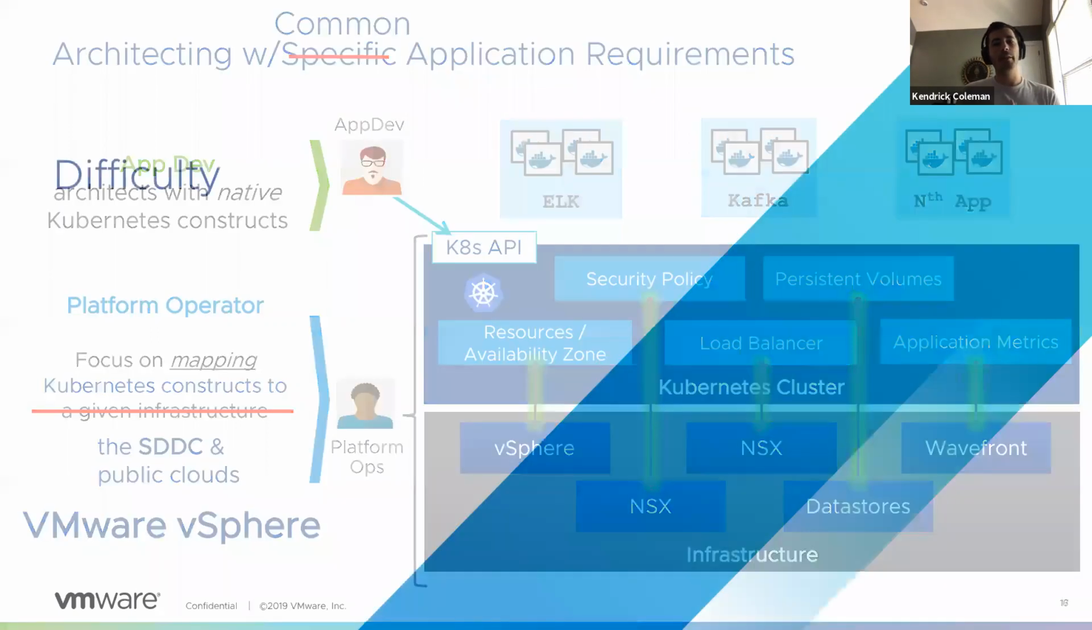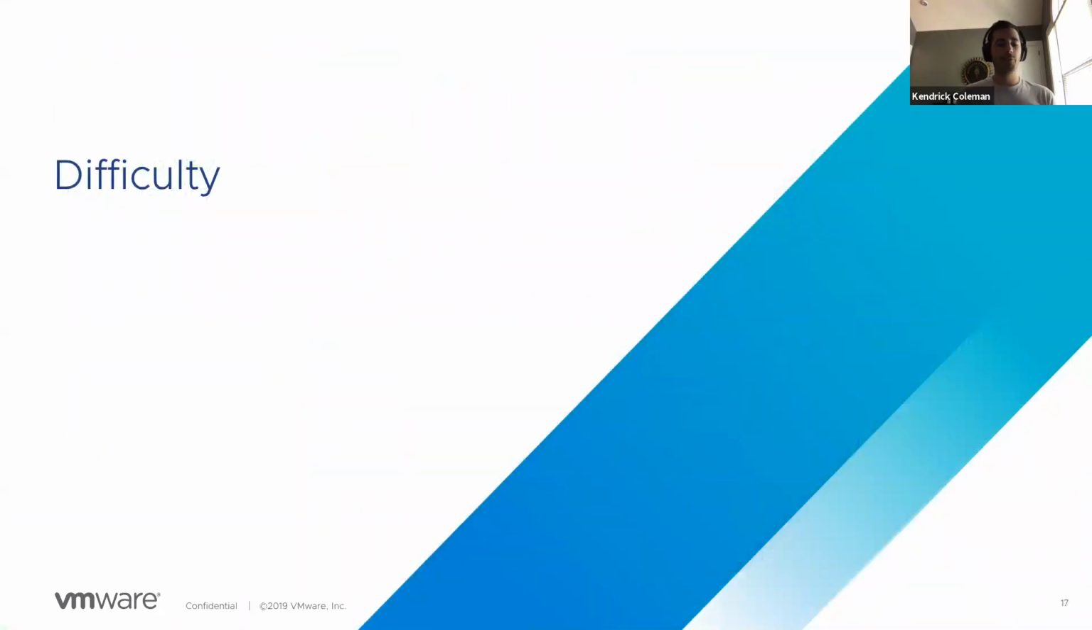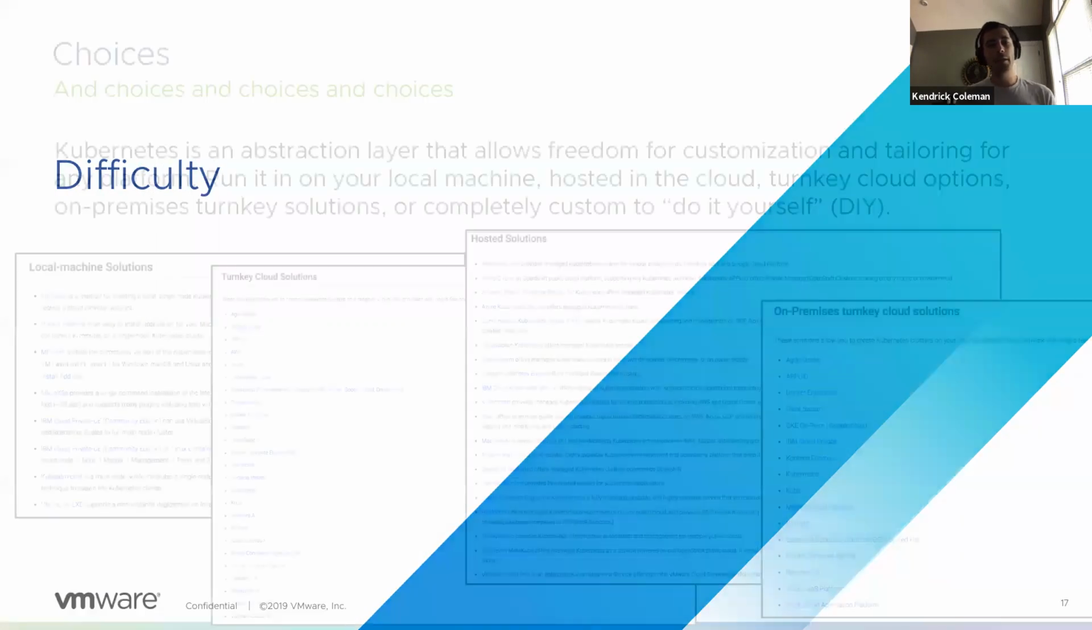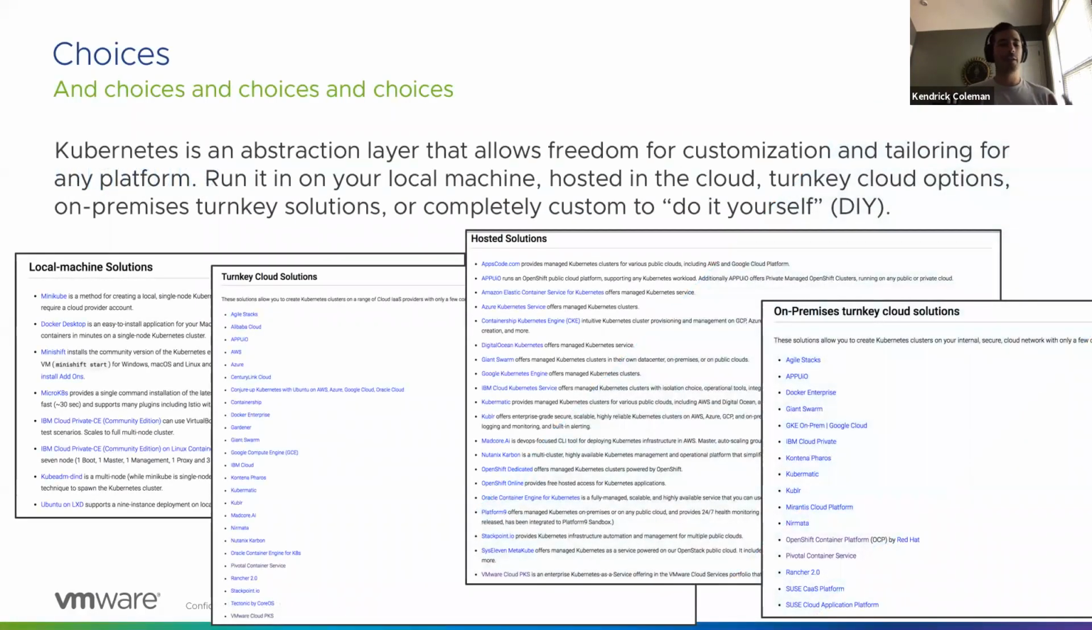Now I'm going to look at what the difficulty of doing this is. We understand some of the concepts of architecture. Next, we need to look at what it takes to actually spin up our Kubernetes cluster. What does it take to actually get up and running? If you just Google how to install or how to run Kubernetes, you're going to come across the Kubernetes documentation, and there are choices upon choices upon choices of different ways to get up and running.